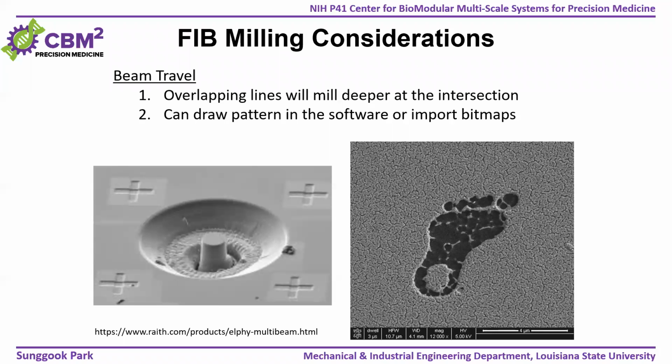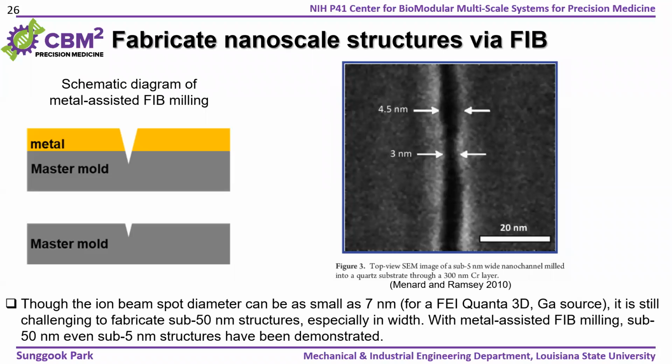But these days I think people basically draw the bitmap, the patterns that you want to mill, using the bitmap structure. Once you make a bitmap structure and put it into the software for FIB, then it can really mill such 3D structures pretty well. Now this is the last slide.